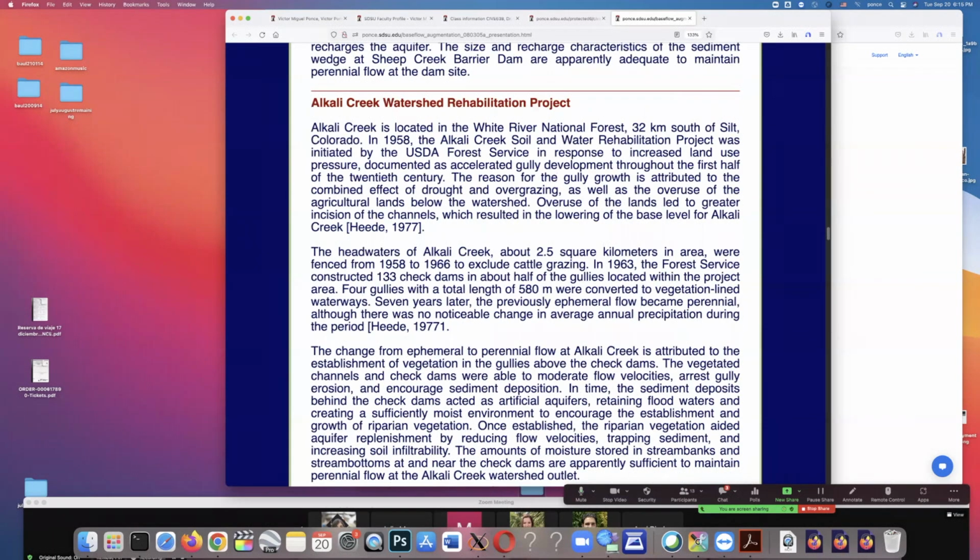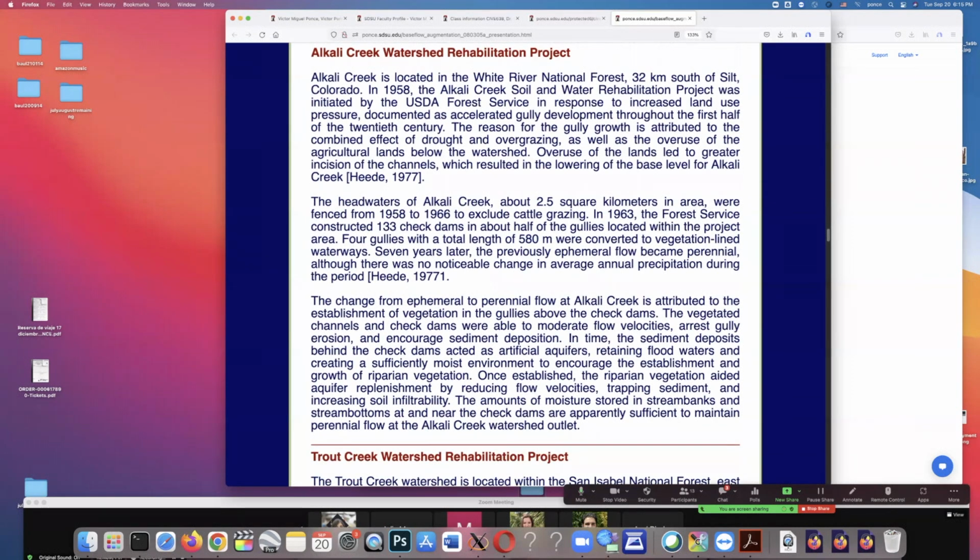Alkali Creek, the Forest Service went into Alkali Creek. There was a lot of sediment because there had been overgrazing in there again. Overgrazing was the culprit. So the Forest Service went in there and built 132 or 133 small check dams. There it is. In 1963, the Forest Service constructed 133 check dams.